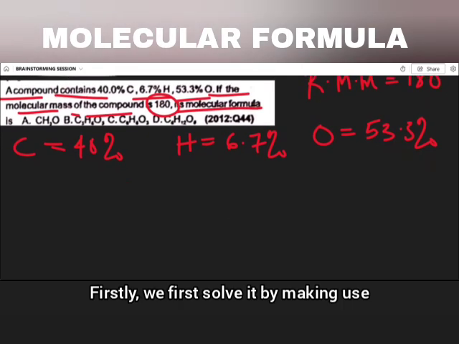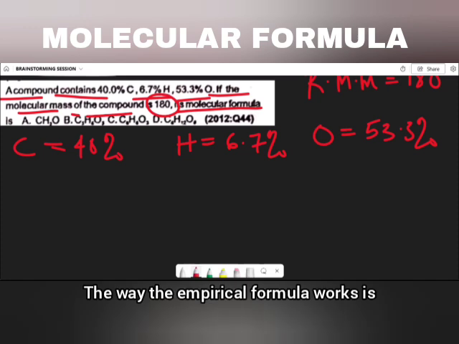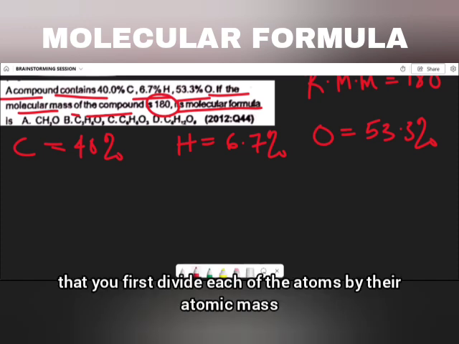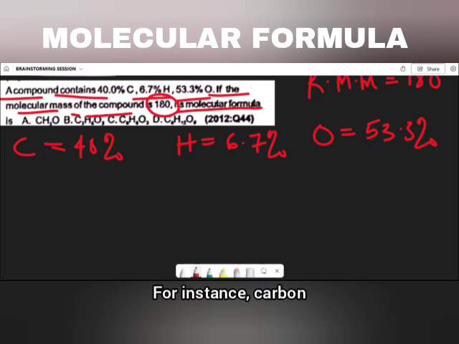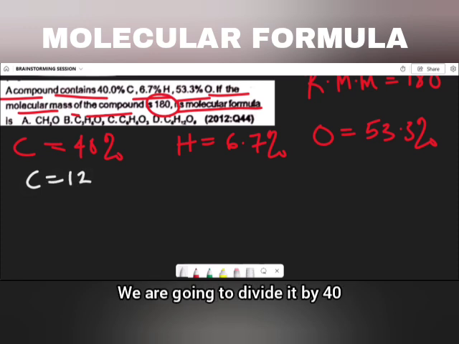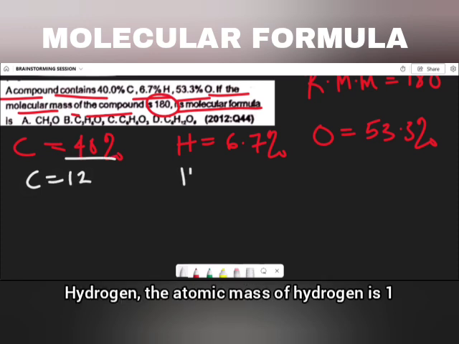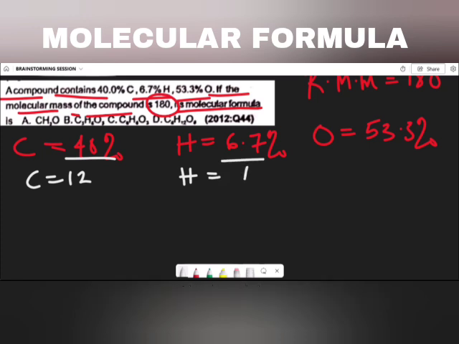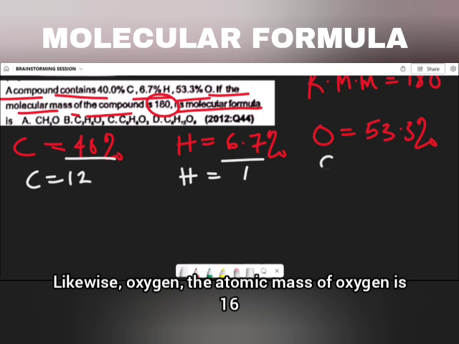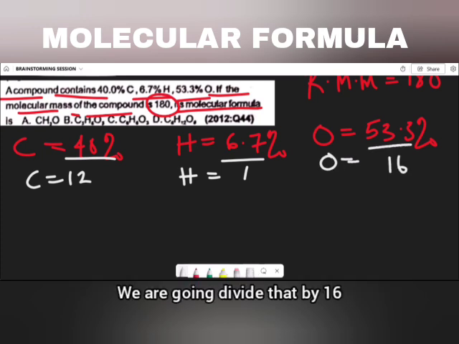Firstly, we solve it by making use of the empirical formula. And how does that work? The way the empirical formula works is that you first divide each of the percentages by their atomic mass. For instance, carbon. The atomic mass of carbon is 12. We are going to divide 40 by it. Hydrogen, the atomic mass of hydrogen is 1. We are going to divide 6.7 by it. Likewise, oxygen, the atomic mass of oxygen is 16. We are going to divide 53.3 by that. I believe with the help of a calculator, we can get that. So let's do that.